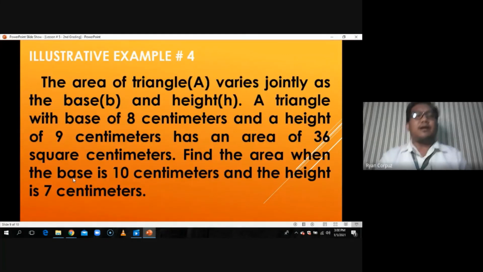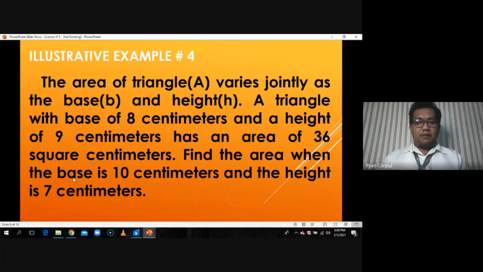Let's have example number 4. So, let me read again problem number 4. The area of a triangle represented by capital letter A varies jointly as the base B and height H. A triangle with a base of 8 centimeters and a height of 9 centimeters has an area of 36 square centimeters. So find the area when the base is 10 centimeters and the height is 7 centimeters.